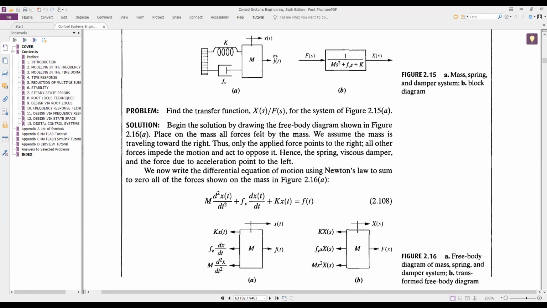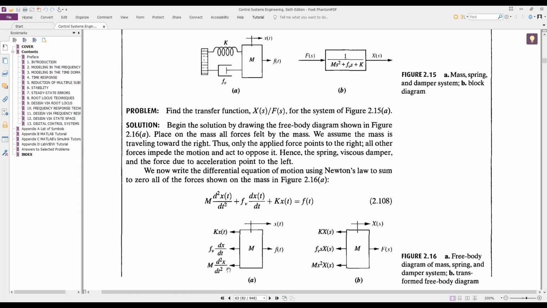Now, consider the mass here. One force, Ft, is working in the forward direction. Xt also works in the forward direction. Xt is actually the displacement, how far it is displaced. Then there are the spring force Kxt, the viscous damper force Fb dx/dt, and the mass force M d squared x by dt squared, all working in the opposite direction.